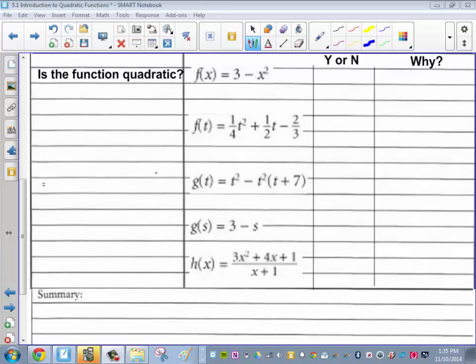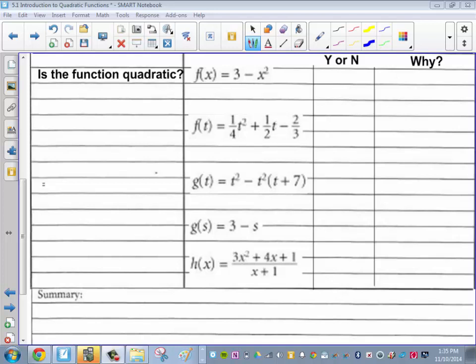So the last thing I want to go over is how can you tell if a function is quadratic just by looking at the equation. So I got 5 equations right here, and we're just going to identify whether they're quadratic or not. I'm going to give you my insight on whether it's quadratic or not. So here's what I try to look for. Is the highest power a squared power?